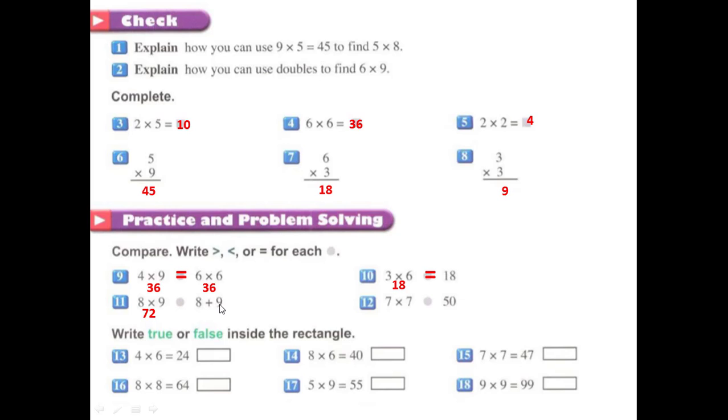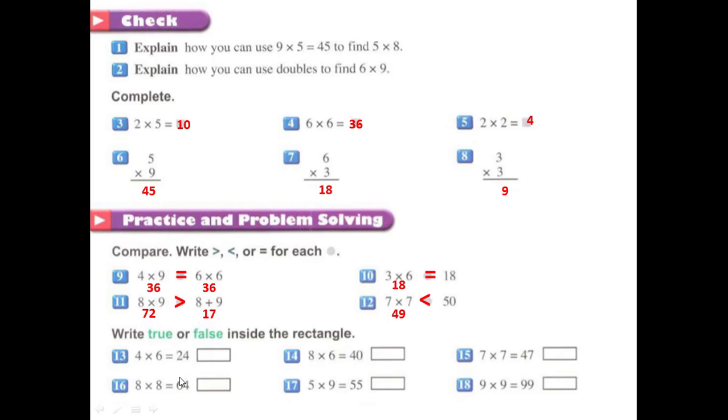8 times 9 is equals to 72. 8 plus 9 is equals to 17. 72, 17. Which one is greater? Of course, 72. 7 times 7, 49. And the another side you have 50. Which one is greater? Of course, 50.